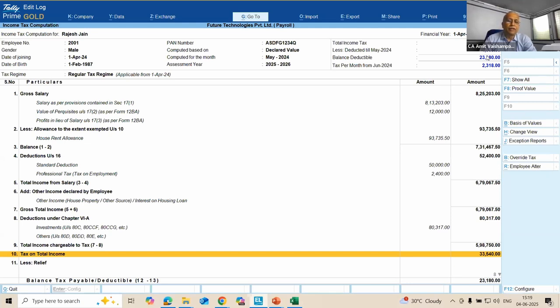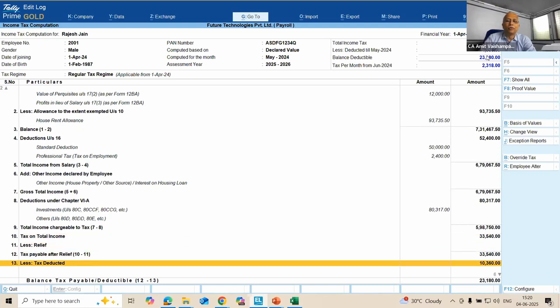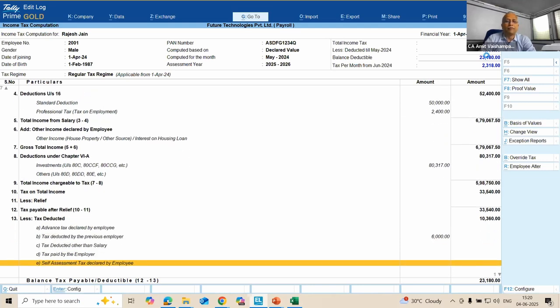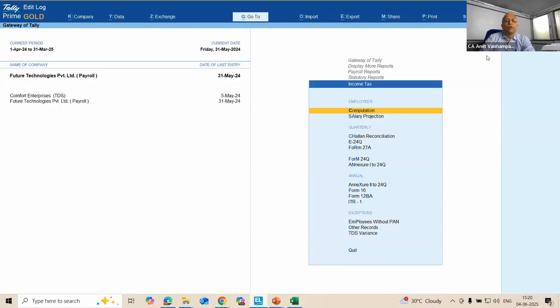Nevertheless, I will request, in case you have any problem, you can call me or my office or any other Tally partner that you know. Or finally, if nobody else, Komal madam, you can contact. They will be able to sort out your queries. But the software works smooth. We ourselves have implemented it at multiple places and people are happy. So this is computation. We can also generate 24Q and the rest of the details as well.